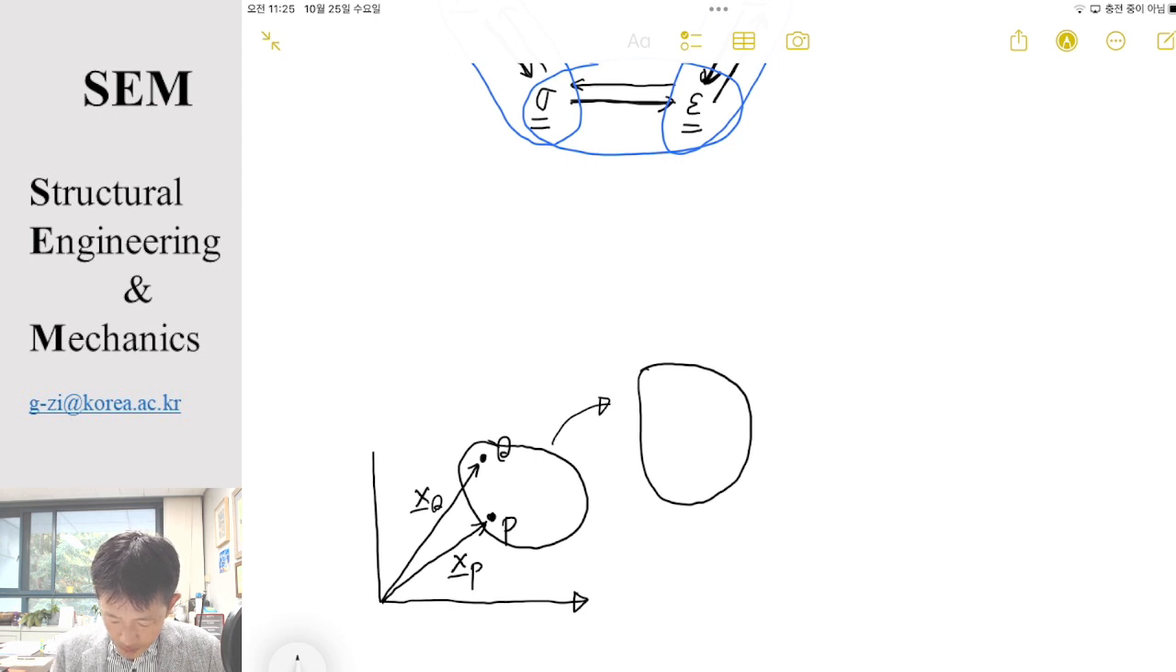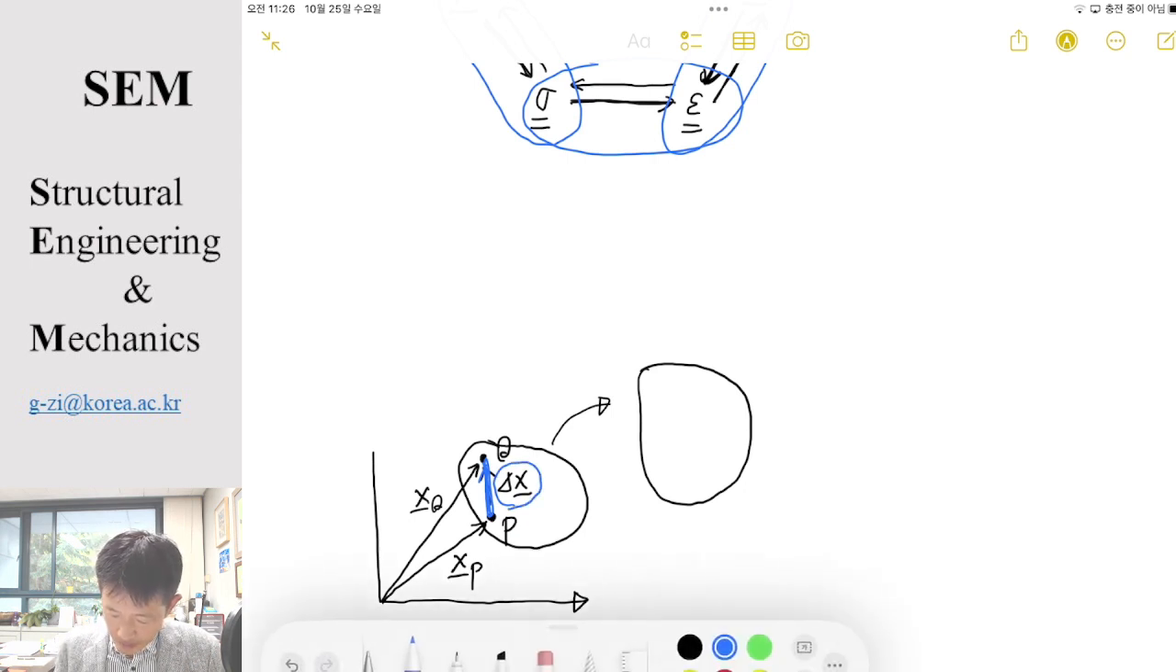And then what is the difference between point P and point Q? We have the difference here. We can say that this is delta x, the difference vector. This represents a segment, isn't it right? The segment between point P and Q. And this segment can be represented by this vector delta X, capital X.